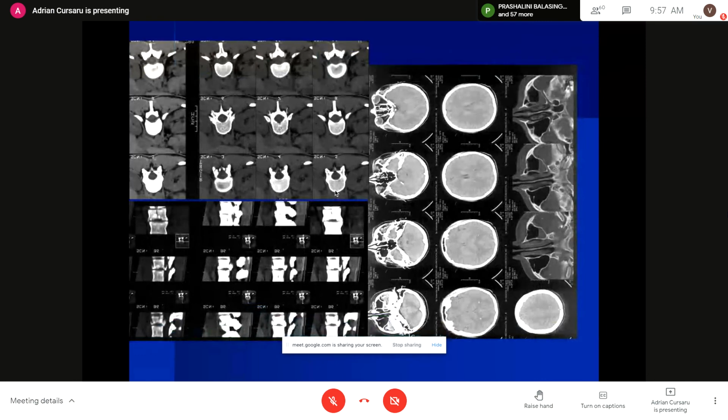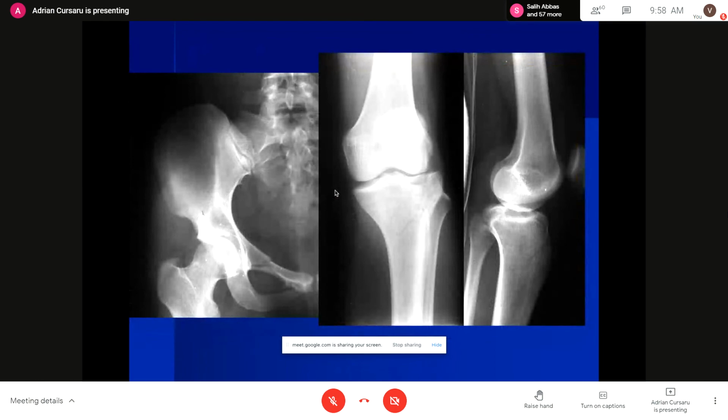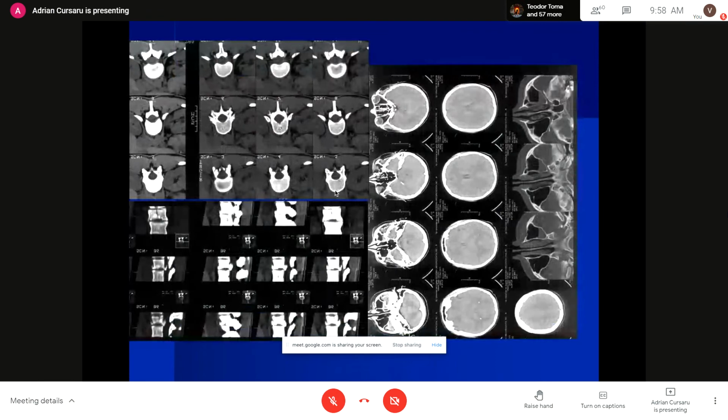But our patient has a head trauma, a cerebral trauma, and a trauma of the spine. Do you think it is a polytrauma patient? Yes. Very good. Because we have blood loss here, we have an injury of the head, and we have a fracture of the spine.